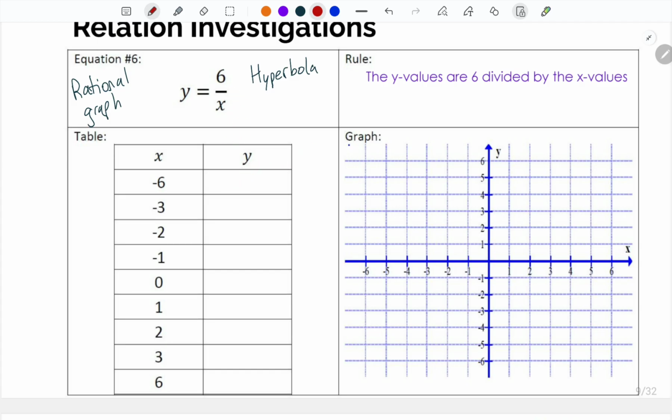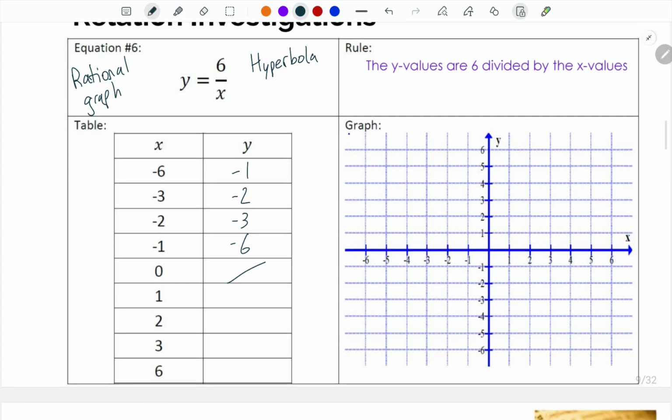So if you plug in the numbers, 6 divided by negative 6 is negative 1. 6 divided by negative 3 is negative 2. 6 divided by negative 2 is negative 3. And then negative 6. What you'll see though is when you get to 6 divided by 0, well, you can't divide by 0. So just like we had with the square root, you can't get an answer for that, so that's just going to disappear. And then we basically get the answers in reverse, but positive. So we get 6, 3, 2, 1.